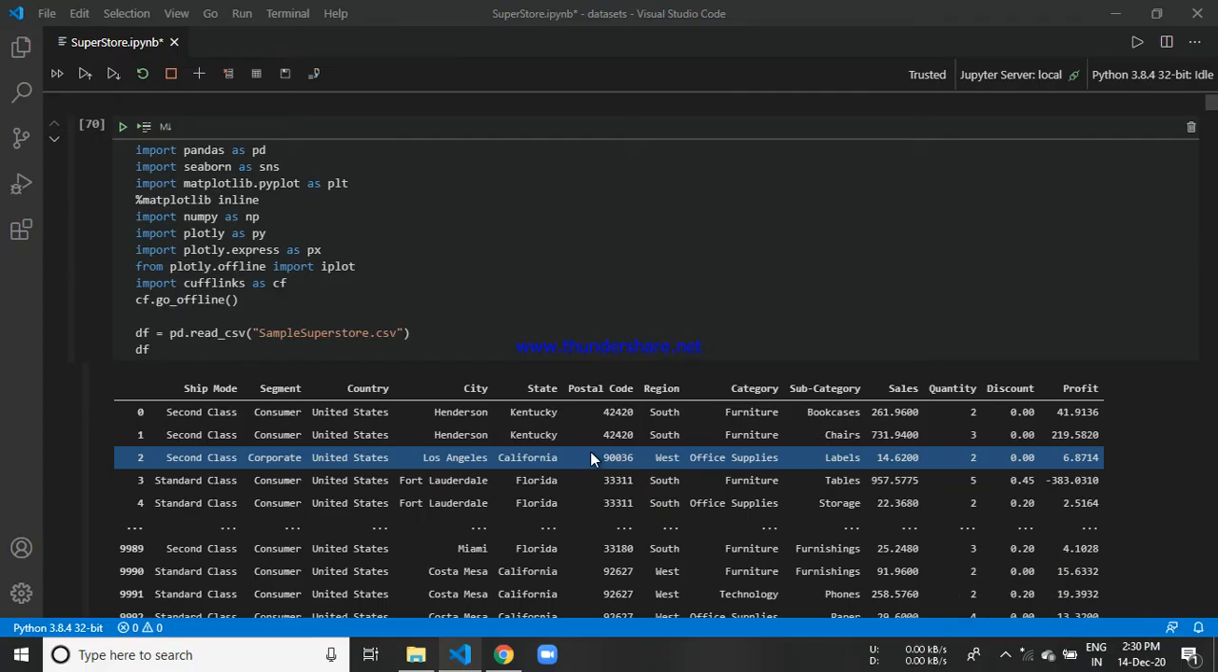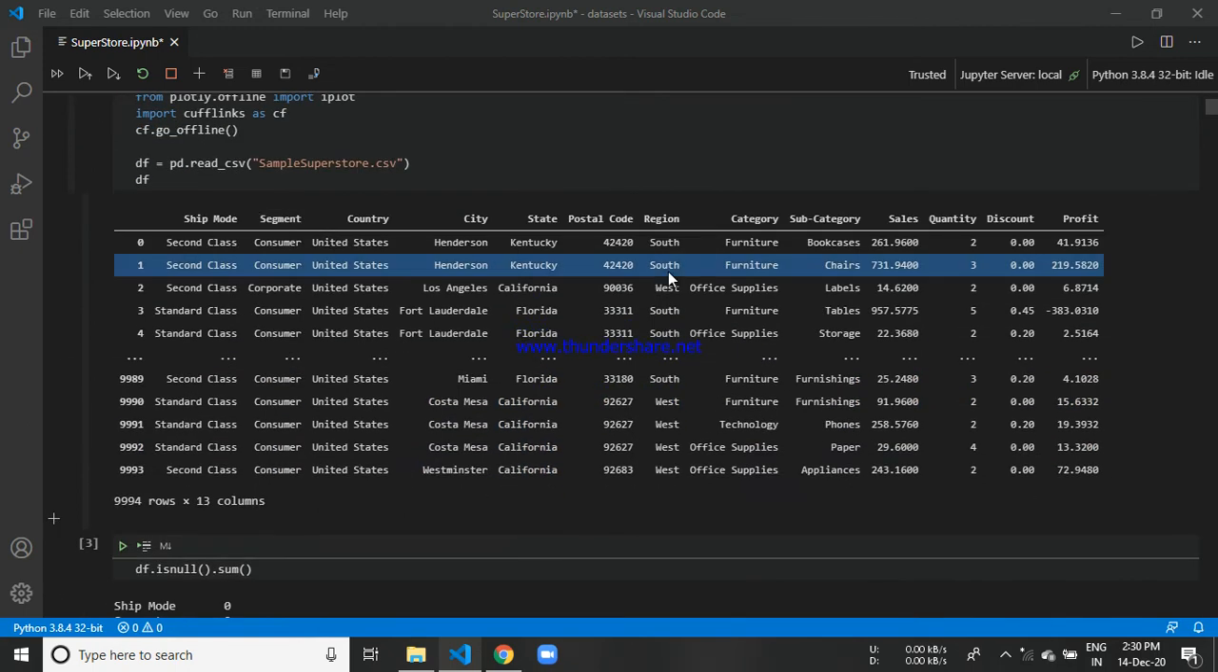My name is Inderjeet and today we're going to start with a new topic, exploratory data research with the help of Python. So let's jump into it. We have to import some libraries: pandas, seaborn, numpy, plotly, cufflinks and all of that. So this is what our data looks like.